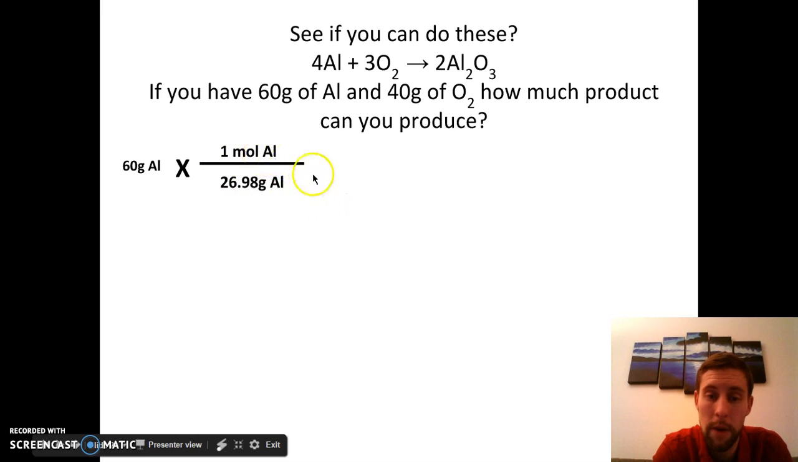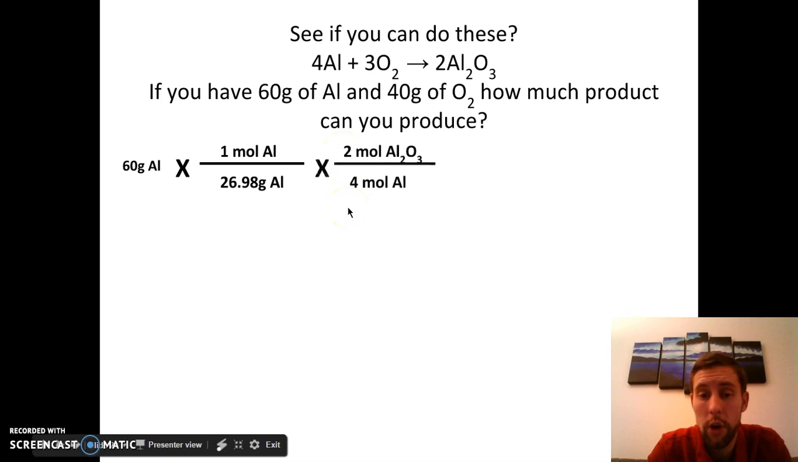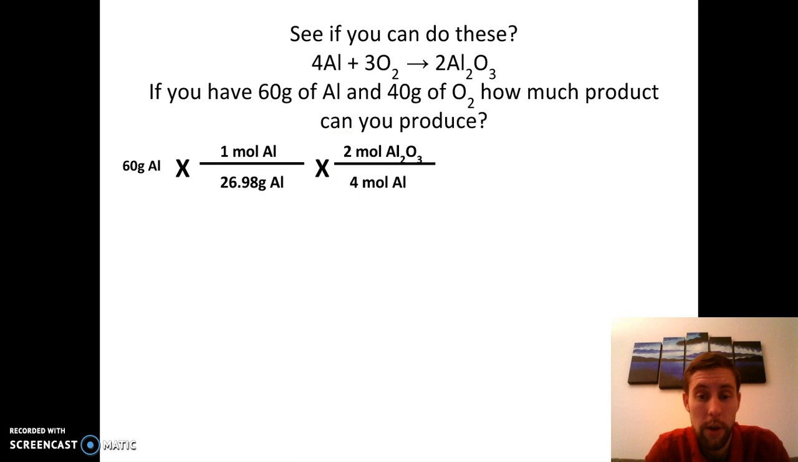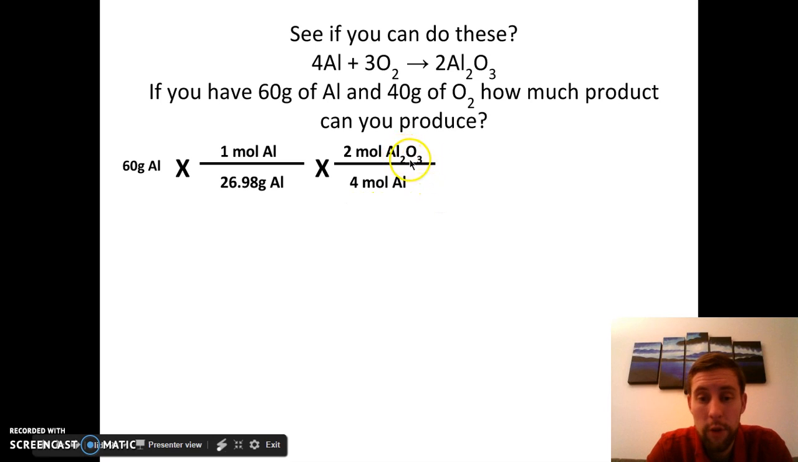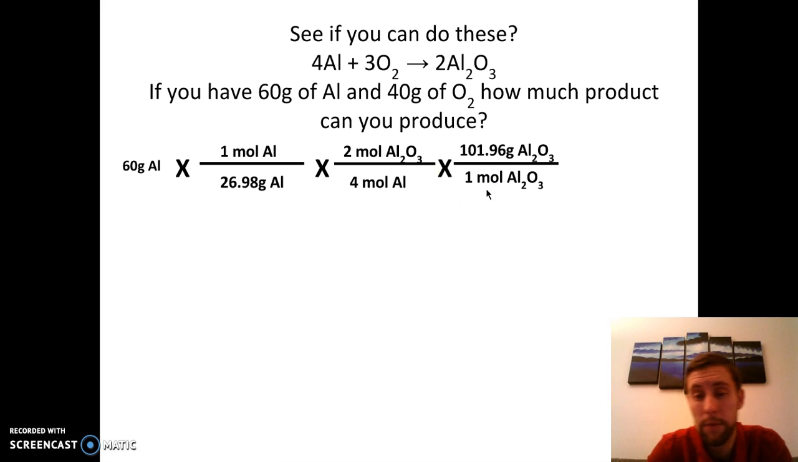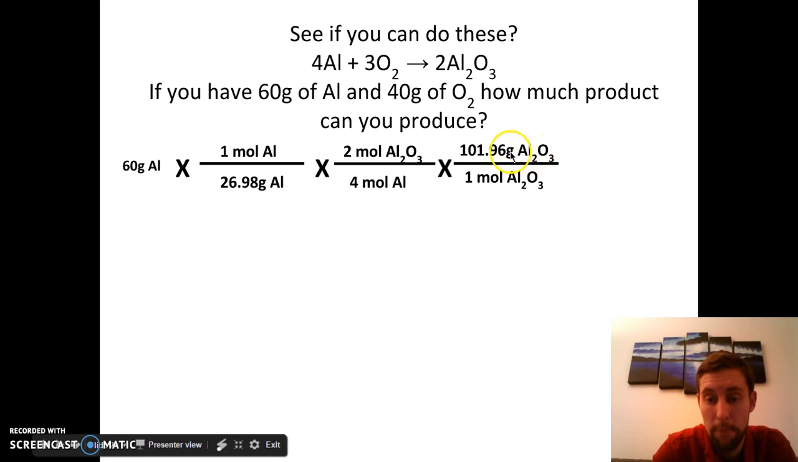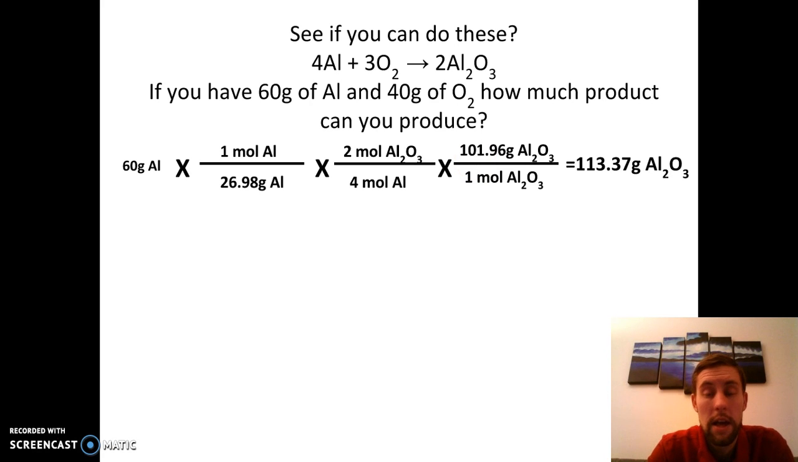We don't want moles of aluminum, so it'll cancel, go into moles of our product, and a mole ratio, mole and mole, so we can change our unit of what. Those numbers come from the balanced equation. We don't want moles of aluminum oxide, we want grams of it. So one last step to get from moles to grams using aluminum oxide's molar mass, adding up 2 aluminums and 3 oxygens. Then we do our math, and we get 113.37 grams. Is that our answer?